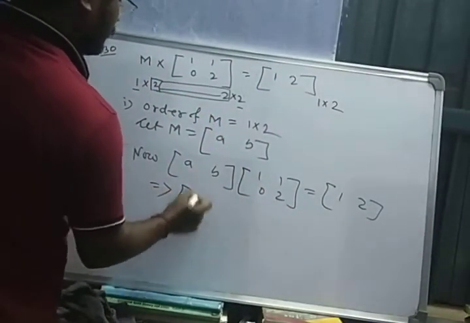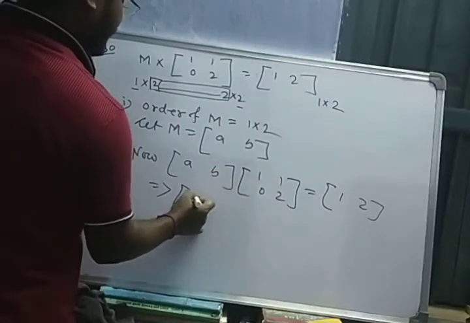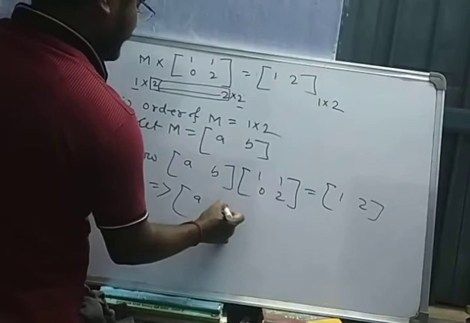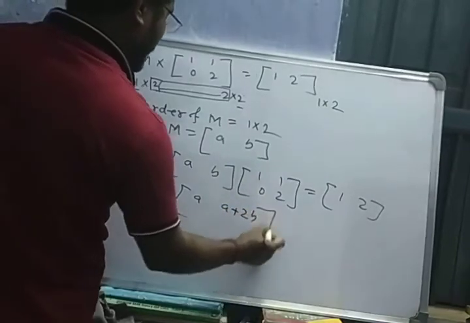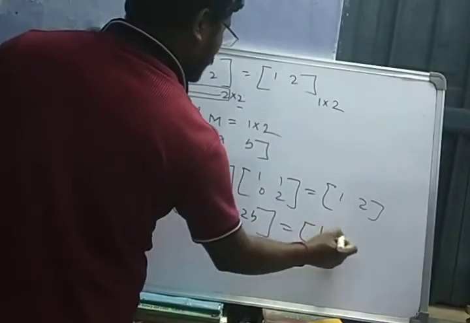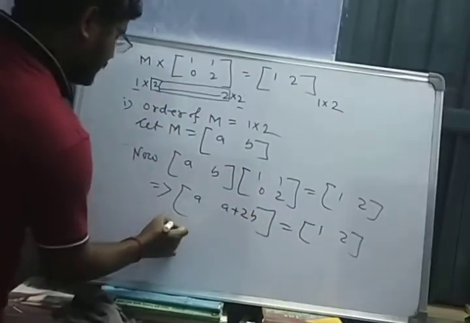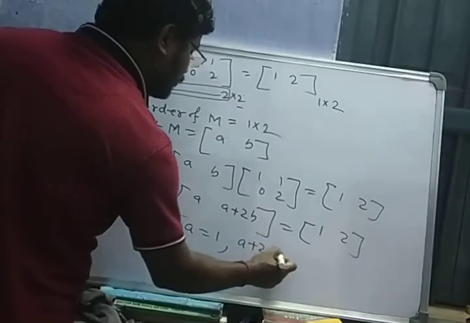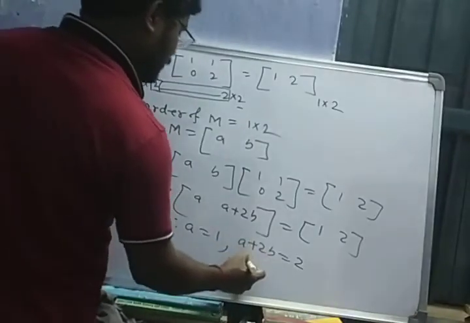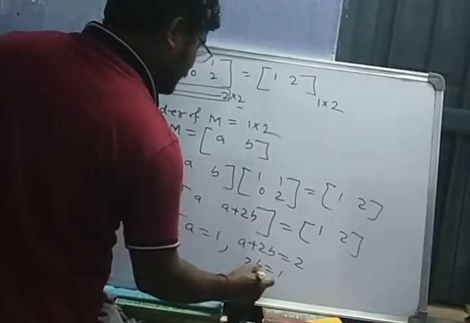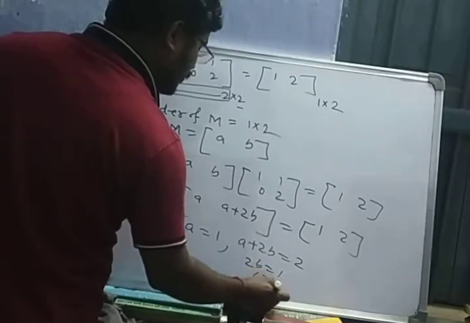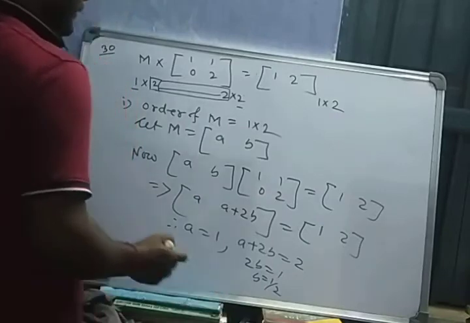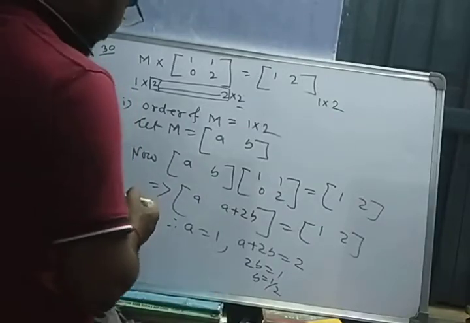Therefore, a, a plus 2b equals to 1 2. From the equality of matrix, we can say that a equals to 1 and a plus 2b equals to 2. That is, 2b equals to 1, b equals to 1 by 2. Why 2b equals to 1? Put the value of a. Okay, you got the value of a and b.